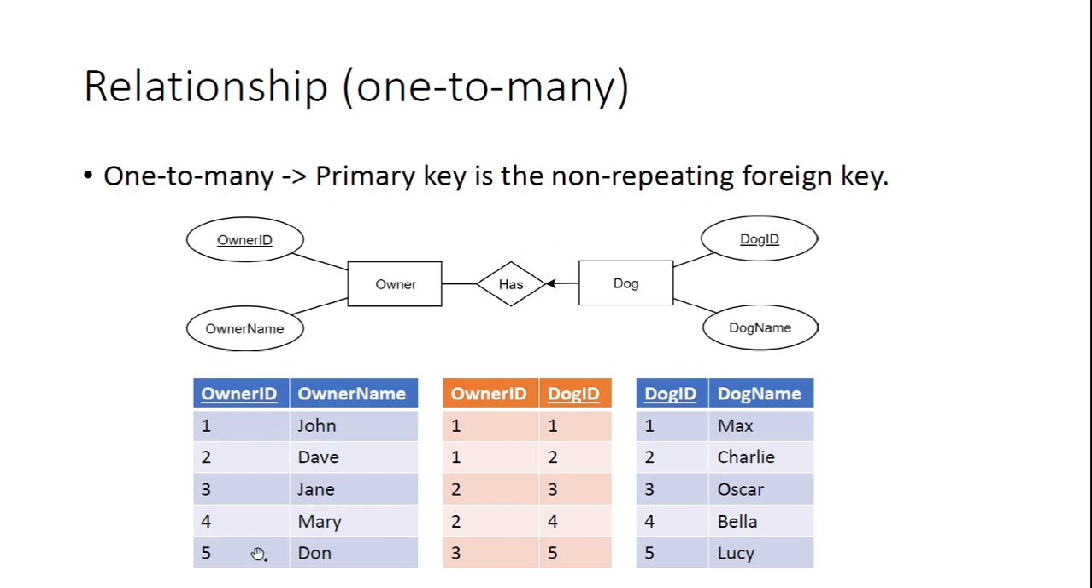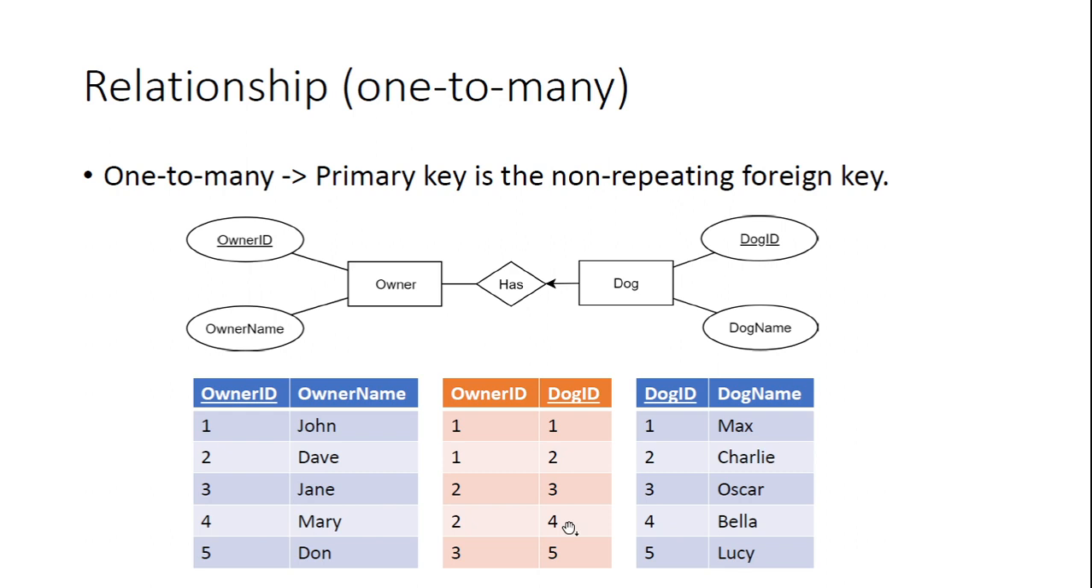The tables for owner and dog are straightforward, but for the relationship has, we are matching owners with dogs. Since this is a one-to-many relationship, for the same owner, for example owner number one, there can be multiple dogs. Both dog ID 1 and 2 are the dogs of this owner 1. And for owner ID 2, we have again two dogs.